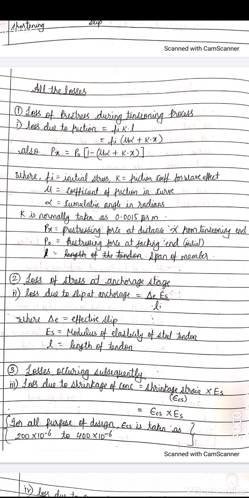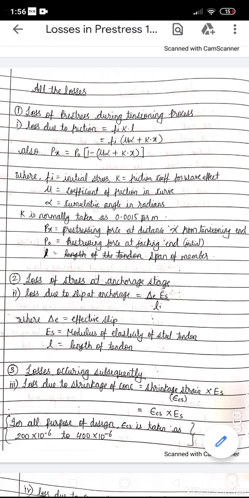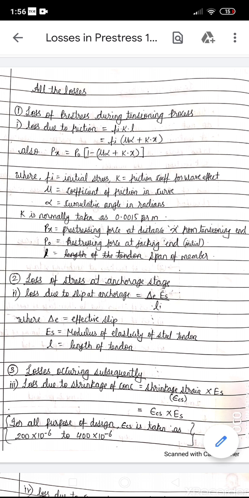So the first loss is loss of prestress during the tensioning process. We will go as per the order in which we have seen the losses. We'll start with the tensioning process, that is loss due to friction. For loss due to friction, we have the formula Fi into K into L, where Fi is the initial stress, K is the friction coefficient for wave effect, and L is the span of the member. Basically we have three formulas for this, so it depends on the data provided in the question, and accordingly we will use the formula.